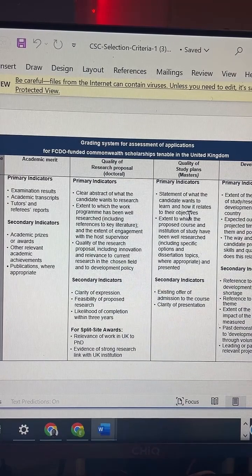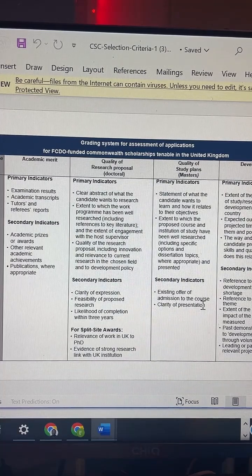So the primary indicators in terms of the quality of study plans would be a statement of what the candidate wants to learn and how it relates to the objectives. So in your essay, you need to state that you have this aim, you have this objective, and this is how you're going to go about it. We will look at that and expand on that extensively. And then the extent to which the proposed course and institution of study have been well researched. So you'll be telling them that you know more about the school, you know more about the course, and you know some specific skills and knowledge that you intend to gain from the course.